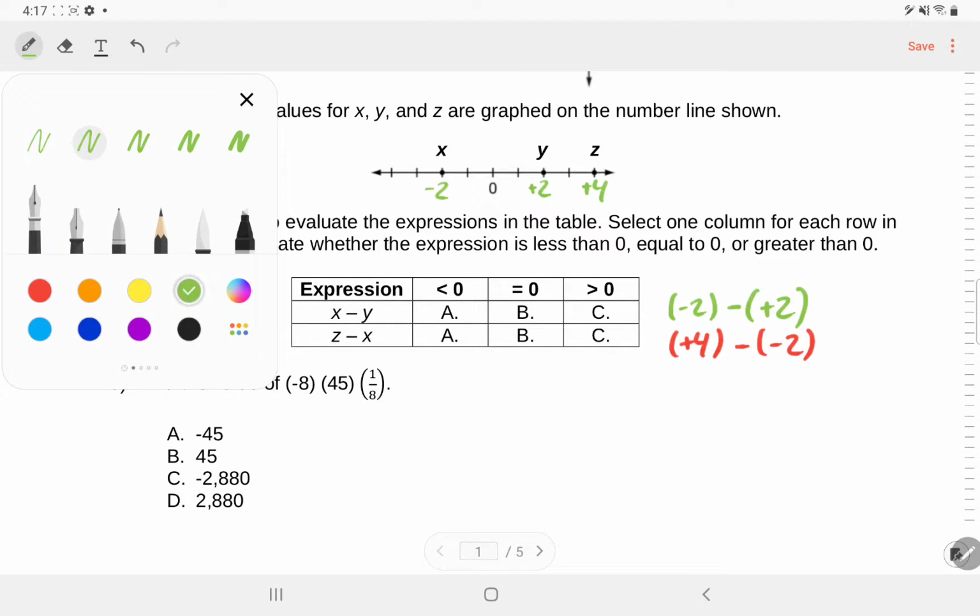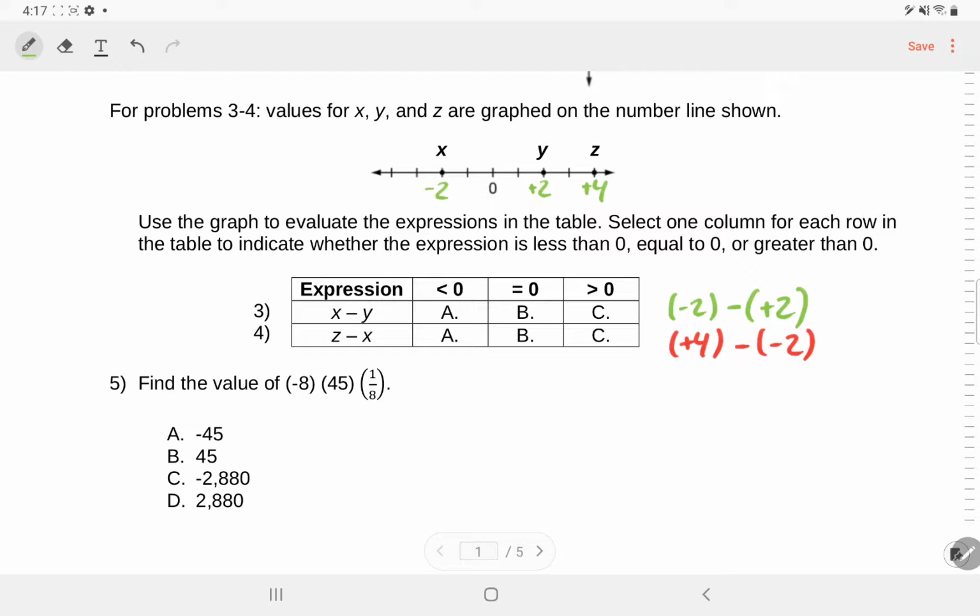Using the add the opposite method, we'll start with number 3 first. So -2, we're adding the opposite of +2, which is -2. So we have -2 plus -2. We start at -2. We can draw 2 negative counters, and then we add another -2, so that's another 2 negative counters. Our answer is going to be -4. So if our answer is -4, the answer is less than 0.